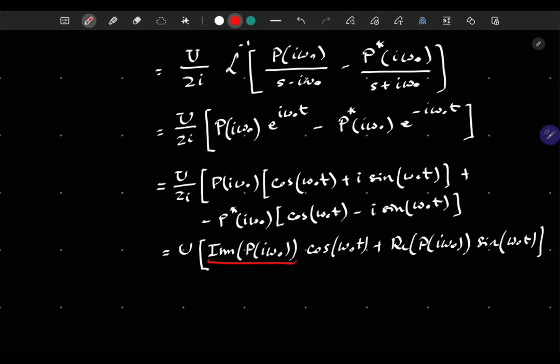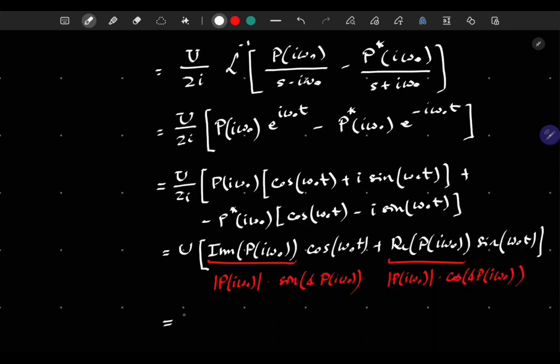Now remember that the imaginary part of a complex number is given by its magnitude multiplied times the sine of its phase, while its real part is given by the magnitude times the cosine of the phase. And now we can use trigonometric formulas to combine the sine of the phase of p times the cosine of omega naught t plus the cosine of the phase of p times the sine of omega naught t. And the final result we have is the following.